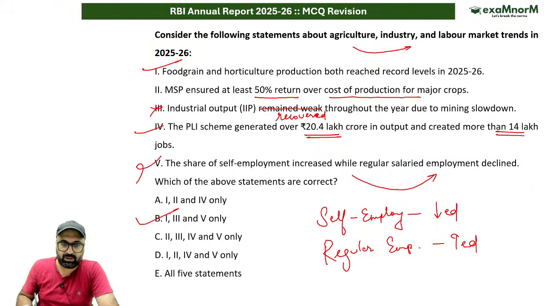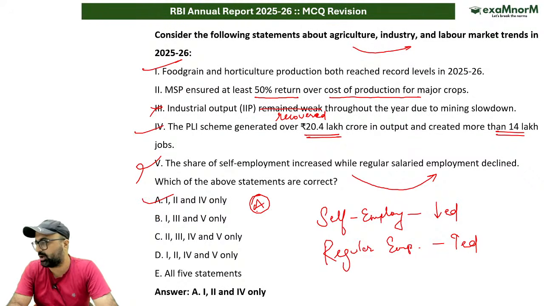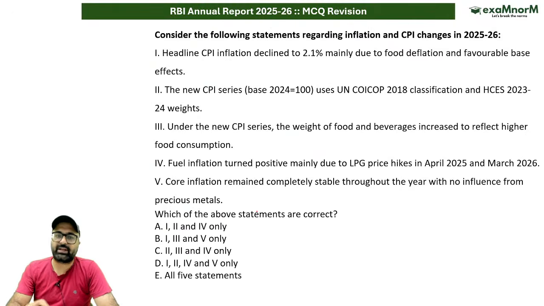So answer will be what? Sir, answer will be 1, 2 and 4. That is, A option is the correct answer. Is it clear? Very good destination. You have identified it correct. Moving on to the next one.